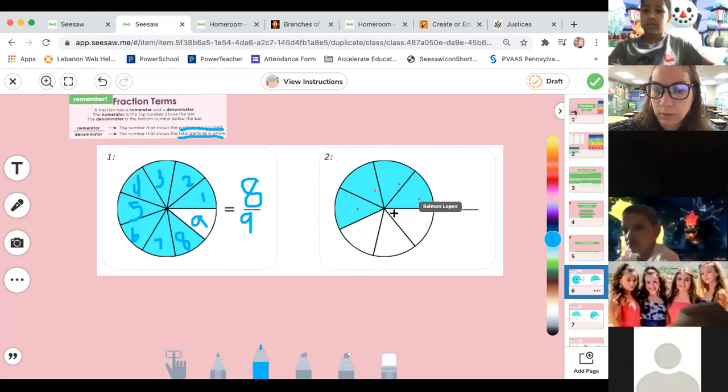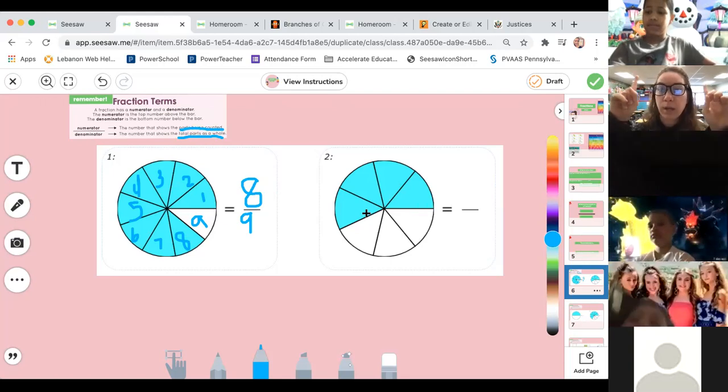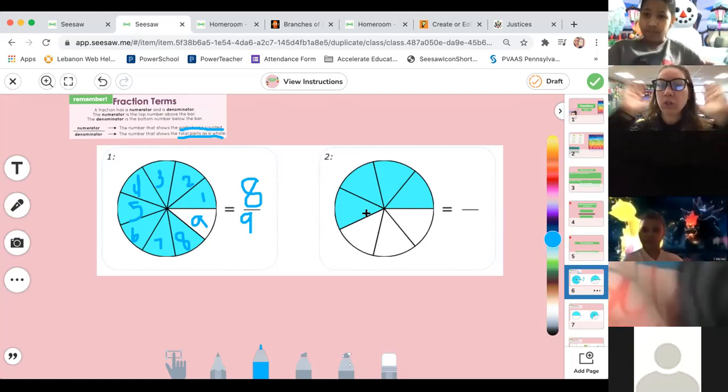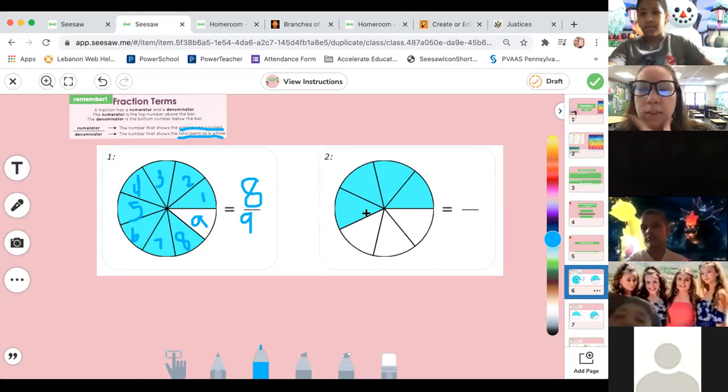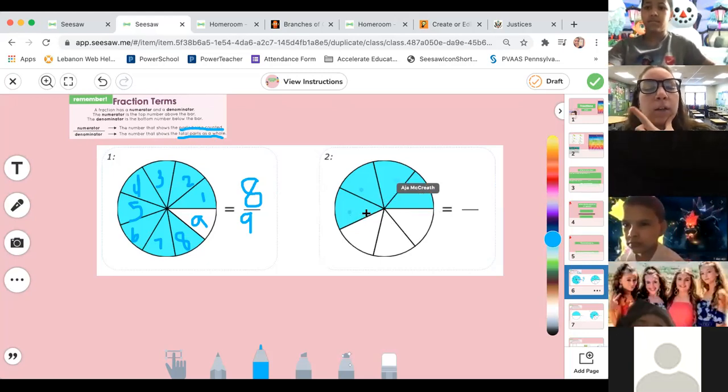So you guys count these ones. Think of it in your brain of what your fraction is. Don't write it yet. Don't say it. You think of it. We're going to think about it, think about it, think about it.